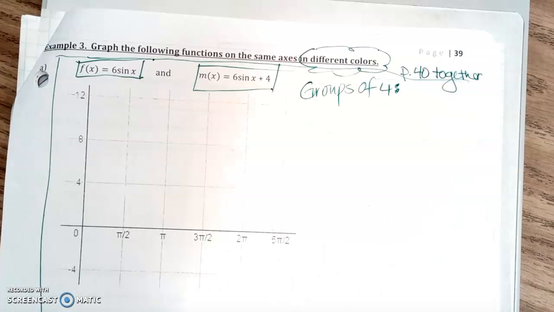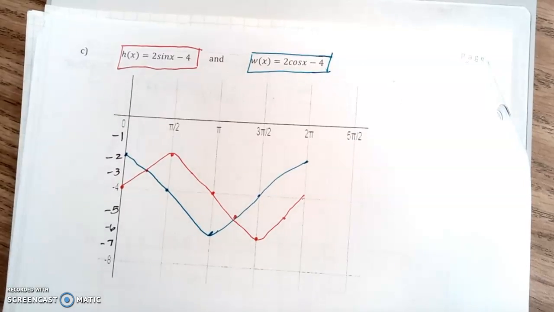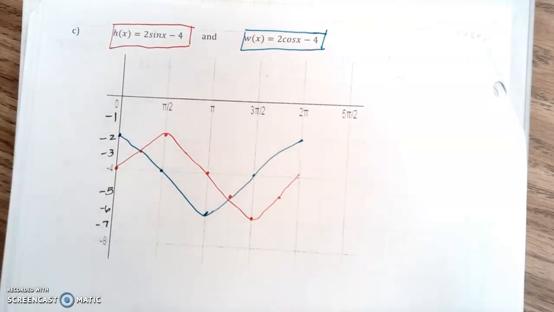Page 39, it says you're going to graph the following functions on the same axes. And if you have different colors, that would be great. So on the same axes, they want you to graph 6 times the sine of x and 6 times the sine of x plus 4. So in your groups of 4, if you guys could share different colors, it could be highlighters, markers, colored pencils, colored pens, whatever, that would be great. There's 2 on page 39, and then there's 2 on page 40, or 1 on page 40, okay?